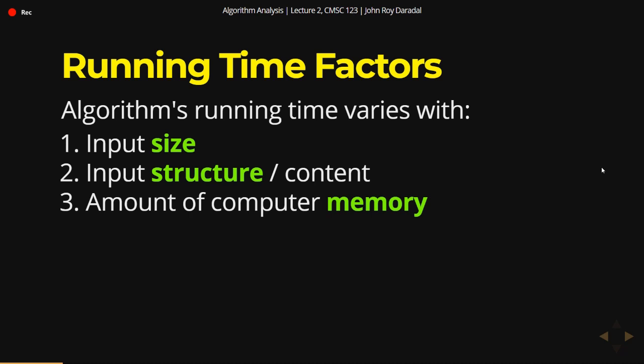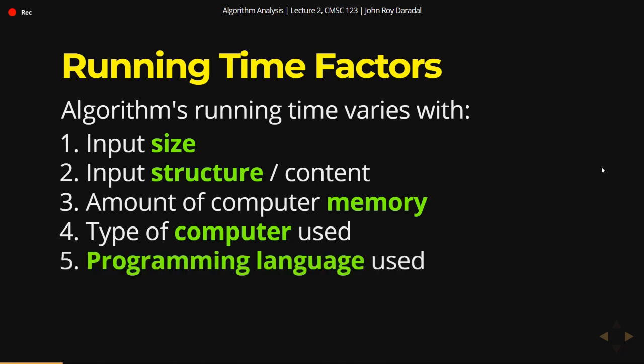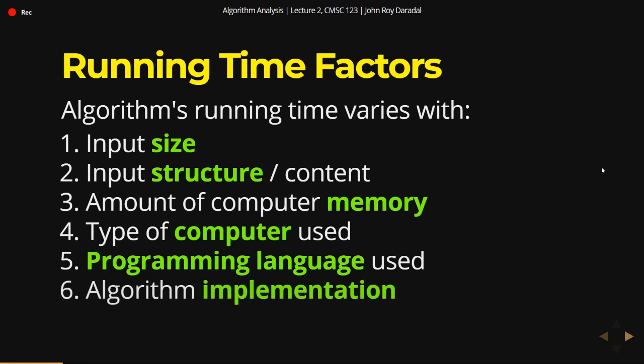The amount of computer memory also affects the running time, same as the type of computer used. If we're using an older model of a computer, then it might run slow. But if we use the latest technology, then it might run faster. The programming language used also affects the running time, and how you implement the algorithm will also affect it. So these 6 factors affect the algorithm's running time.